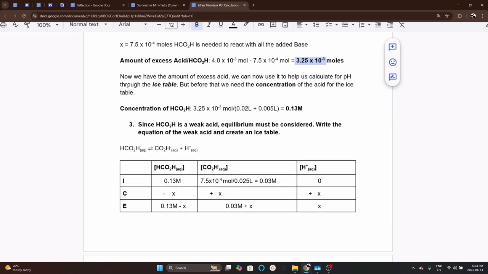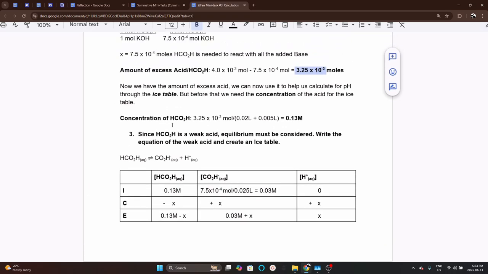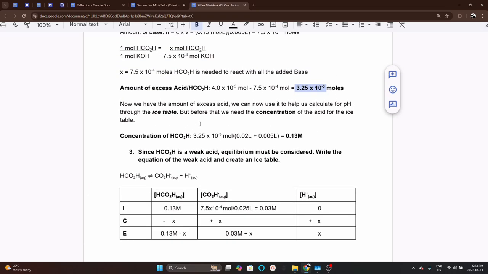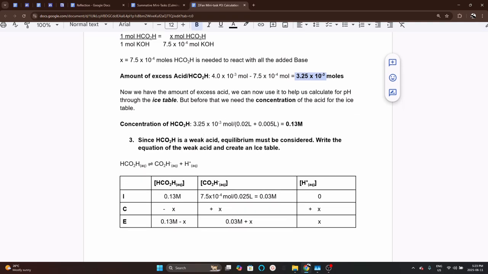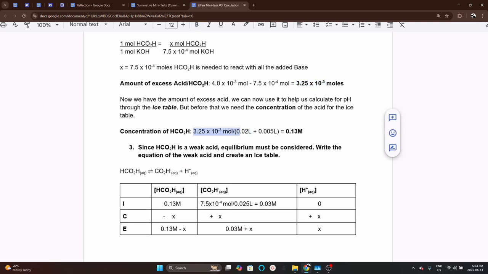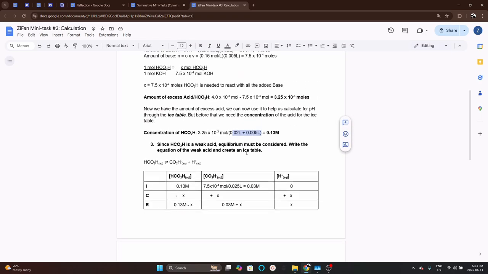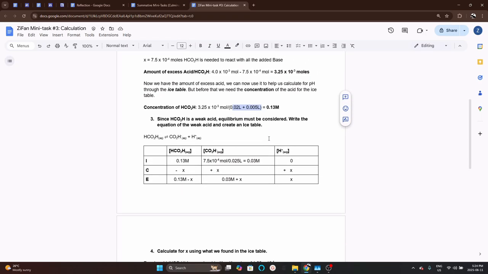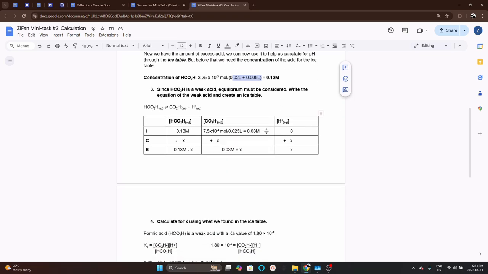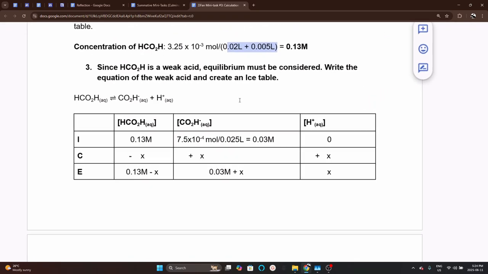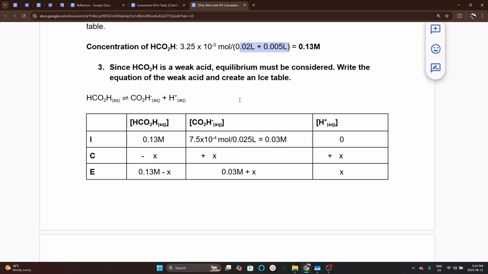Now that we found the amount of excess acid, we will use an ice table to find the concentrations and plug the results into the equation to solve for x. But before that, obviously, we have to find the concentration. And so we use our newfound excess moles divided by the total volume after mixing, which is 0.025 liters. And we'll have 0.13 moles per liter as our new concentration.